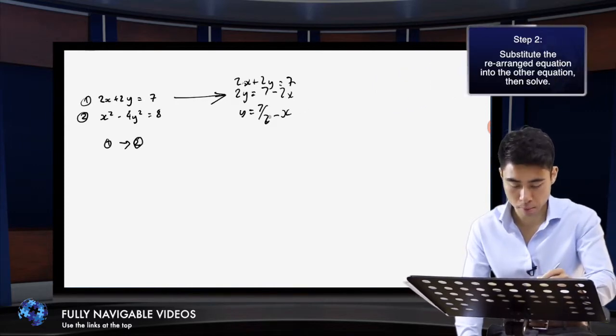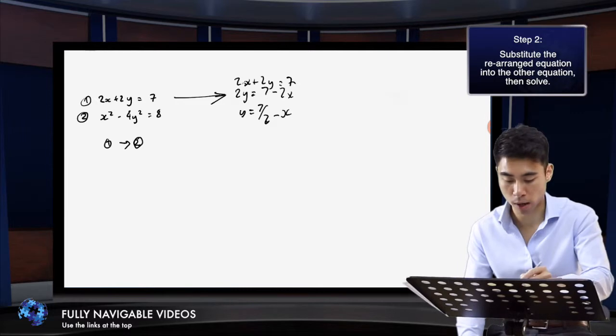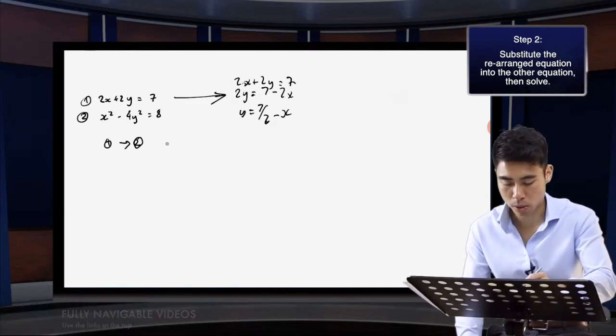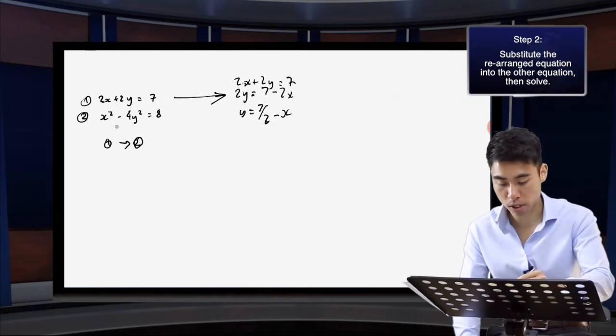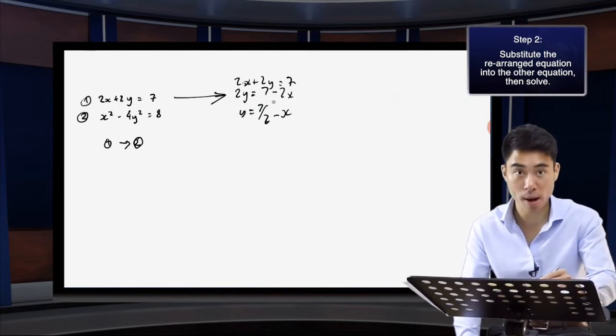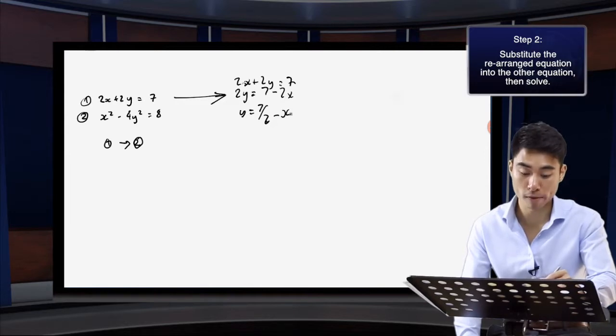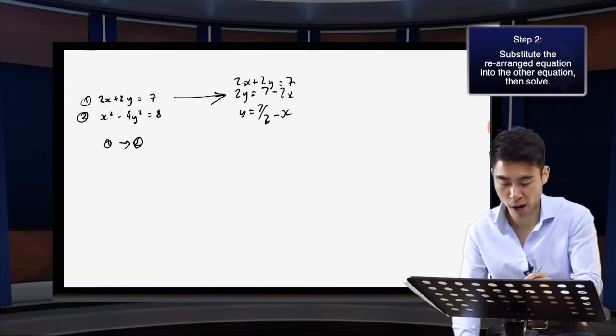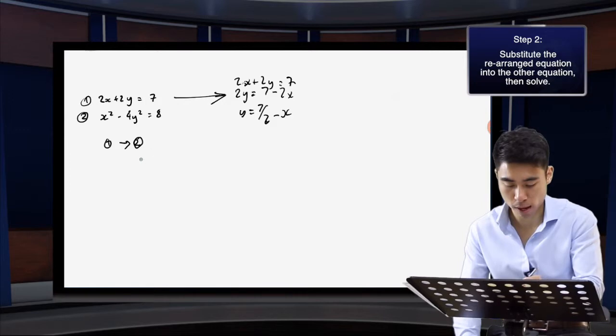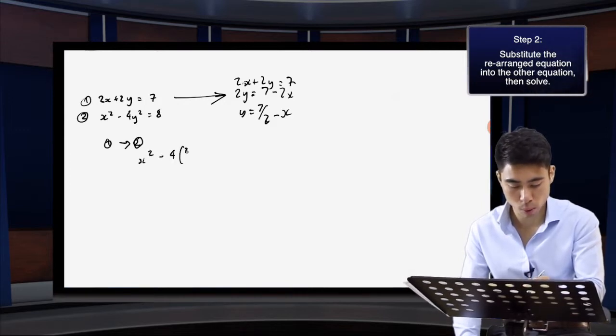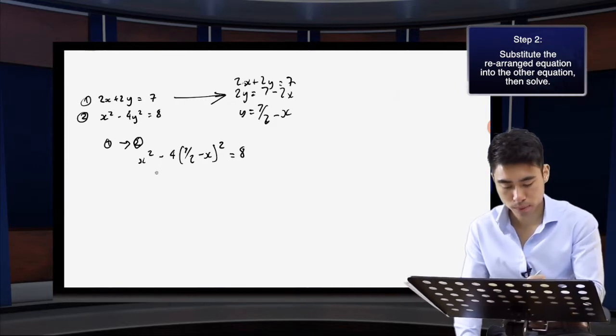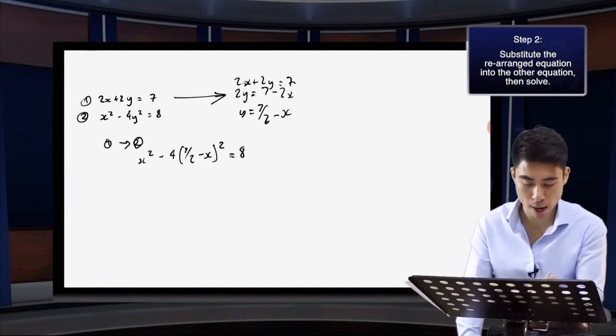So some of you might label this equation 3, that's absolutely fine. That's what I've done in my written notes, my typed up notes. Putting equation 1 into equation 2. So basically, anytime I see a y in this equation here, I'm going to replace it with this expression equivalent to y on the right hand side here of my rearranged equation. So what I'm left with is x squared minus 4 times my y now, (7 over 2 minus x) squared, equal to 8. Now the important part here.